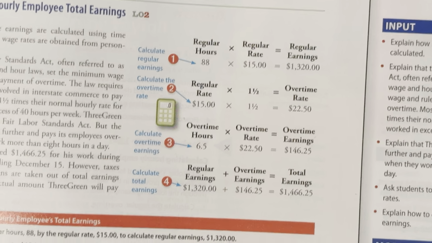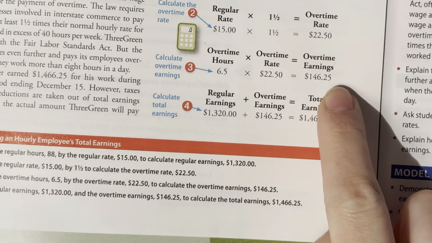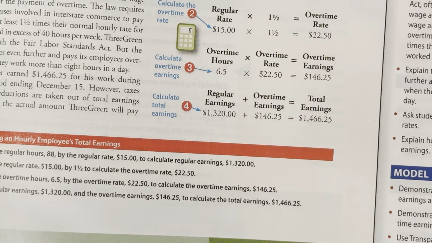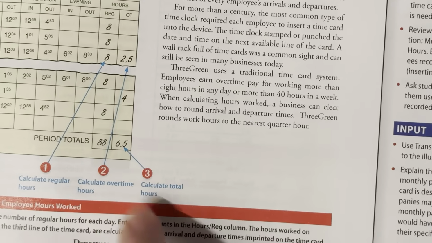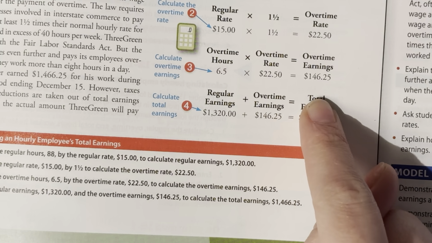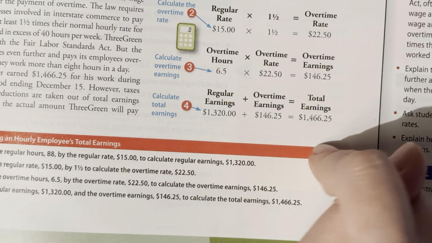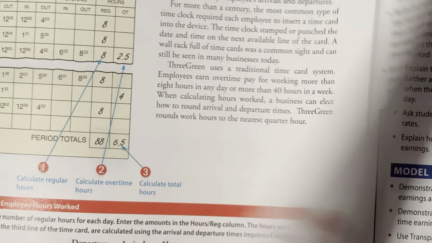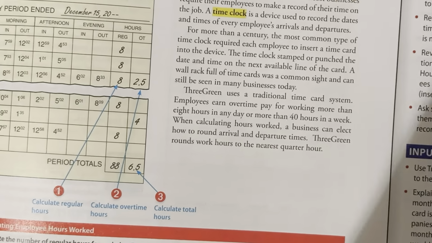Then we want to say, okay, how much do we have in overtime earnings? Well, we take 6.5, which was the hours from the previous, 6.5 was overtime, times the overtime rate, and we get an overtime earning, and we just add those together. So he's earned $1,466.25.